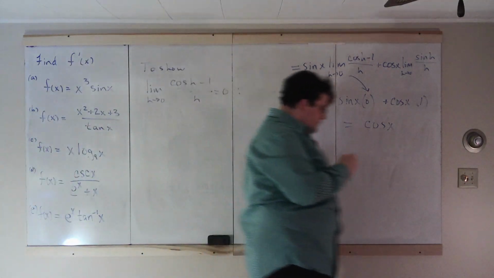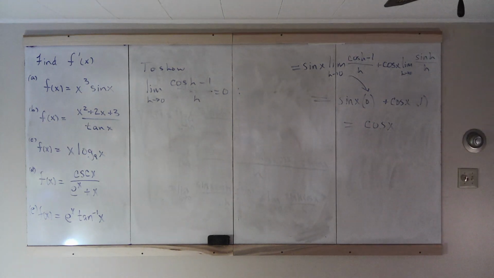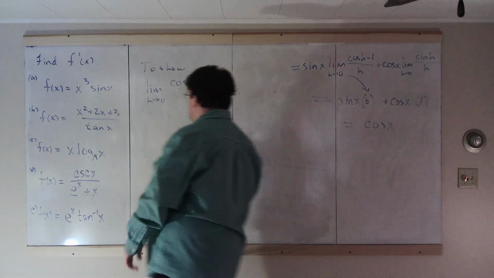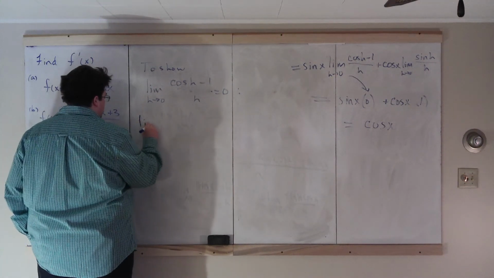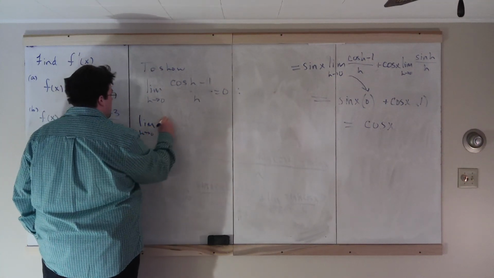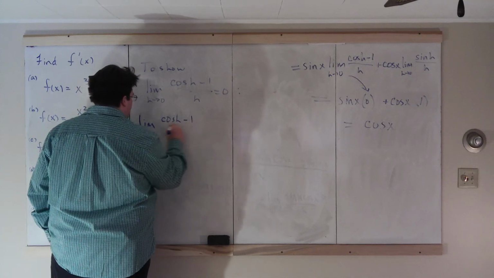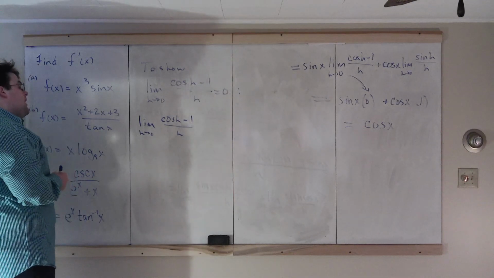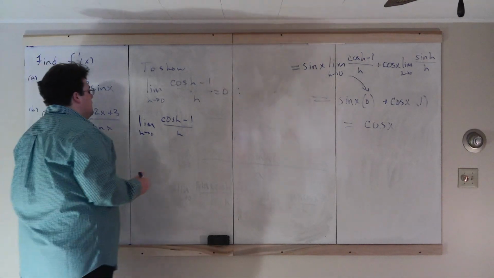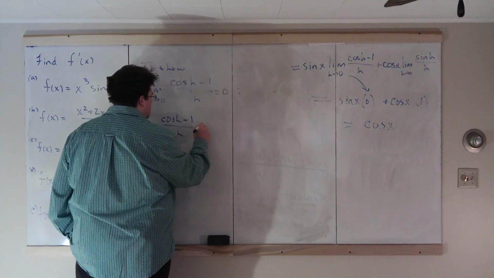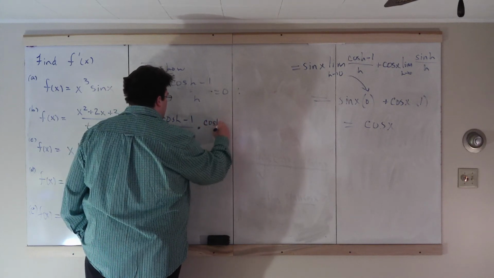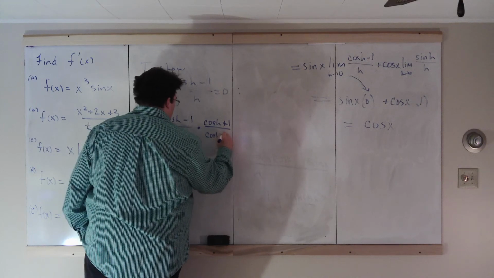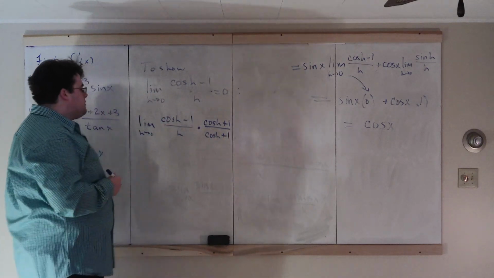Limit as h approaches 0 of cosine h minus 1 over h. Well, what we're going to do here is multiply by a convenient 1. There is a convenient 1 we can multiply by: cosine h plus 1 over itself.